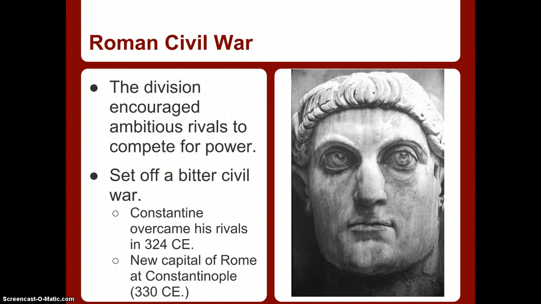Now anytime you split up power, especially power of this magnitude, ruling the largest empire at this time, there's going to be some rivalry, and that's exactly what happened amongst some of these rulers and their families. And so that introduces a new character into the scene, and that is Constantine. Constantine vies for power, and in 324 CE he overcomes his rivals. He relocates the capital of the Roman Empire from Rome itself to a brand new city named after himself, you guessed it, Constantinople.